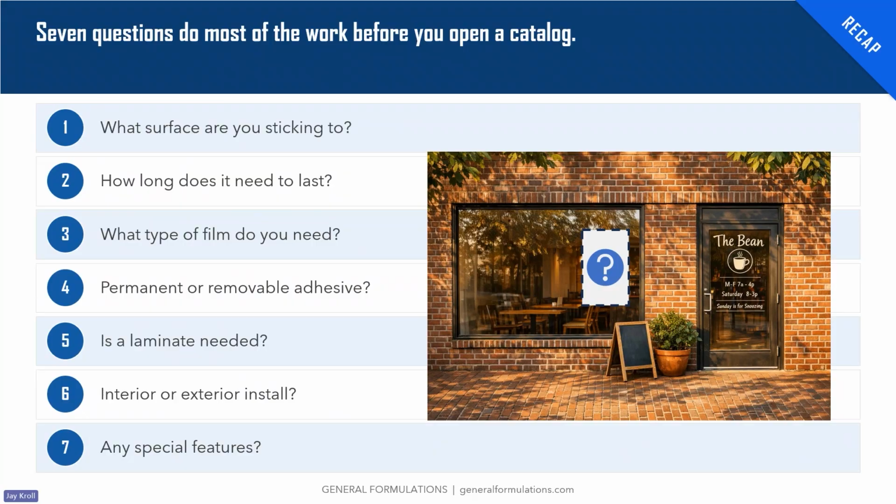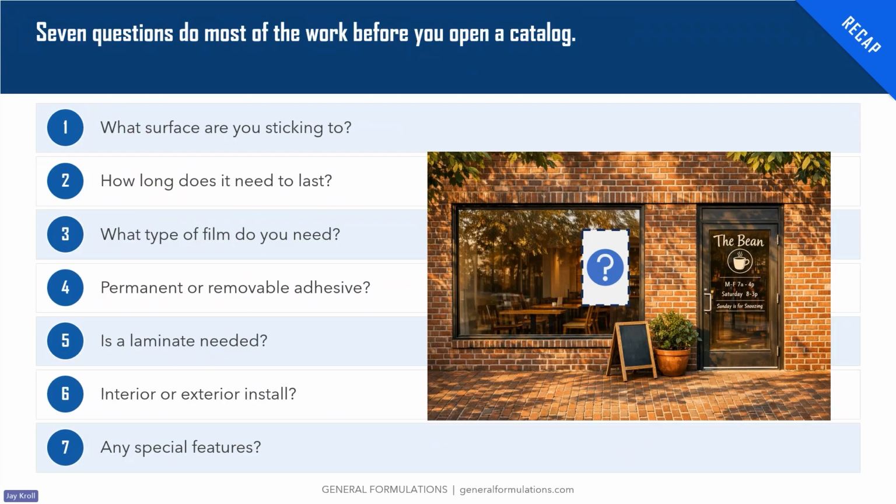So then I look at what type of film do I need? If we're debating cast versus calendared, we look at 2-dimensional versus 3-dimensional. It's glass. This is clearly a two-dimensional application, so cast is way overkill. I can technically use anything, monomeric, polymeric, thin film, thick film for this application. Again, I'm not really limited here.